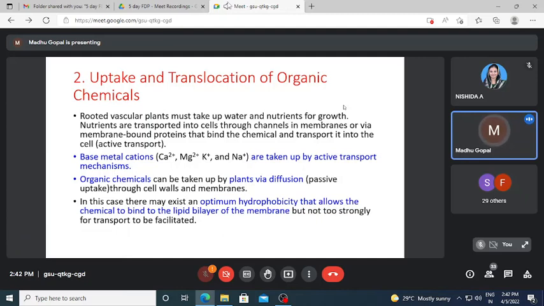Now, coming to uptake and translocation, we have different types of rooted vascular plants. They must take up water and nutrients for growth, and these nutrients are transported into the cells through channels in membranes or through membrane bound proteins. We have a group of proteins called membrane bound proteins. Through these channels, the nutrients are transported into the cells.